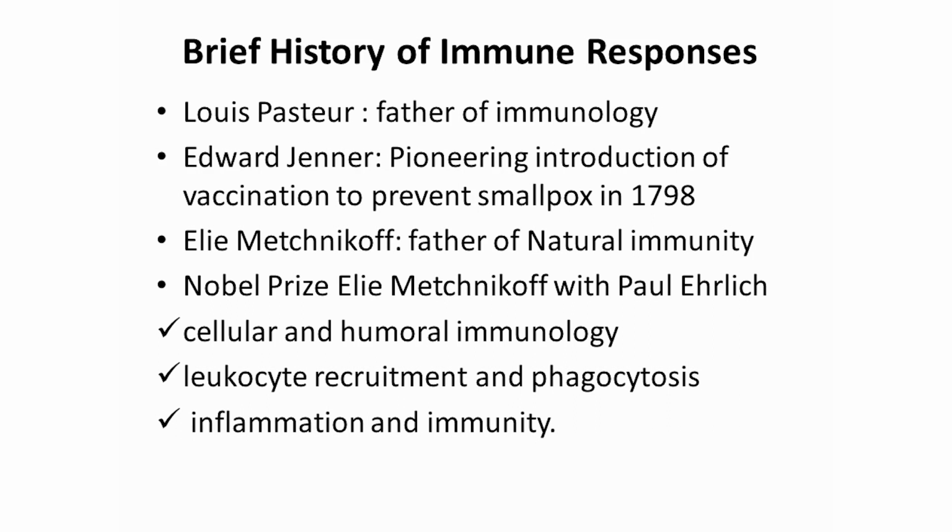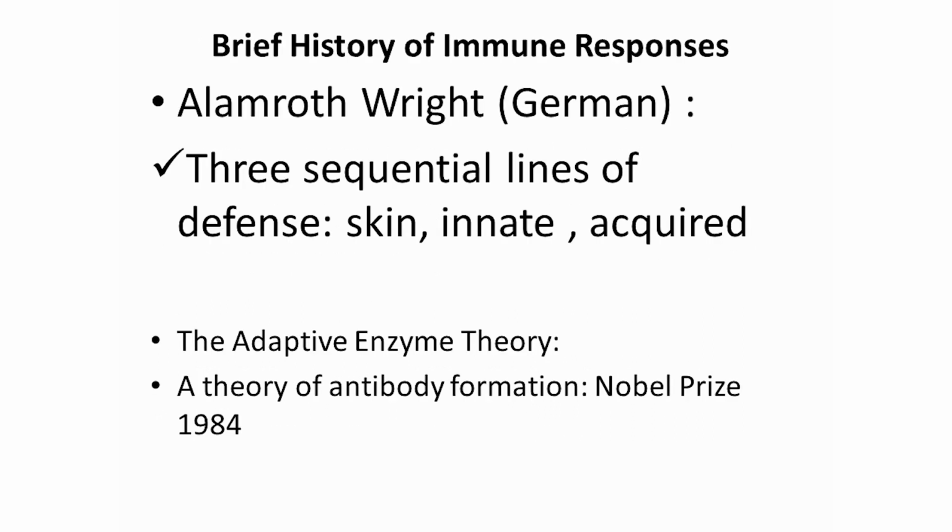There are so many Nobel Prizes in the field of immunology. For Metchnikoff and Paul Ehrlich, that was for cellular and humoral immunology. Lymphocyte recruitment and inflammation. These three important things were first of all put forth by this duo. Then there was this German fellow who put these three layers: the skin, innate and acquired. Then came the theory of adaptive enzymes, and later in 1984 came the theory of antibody formation.